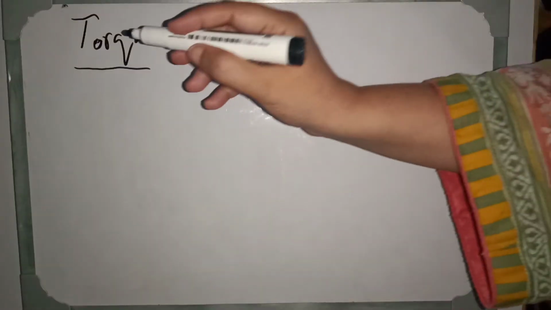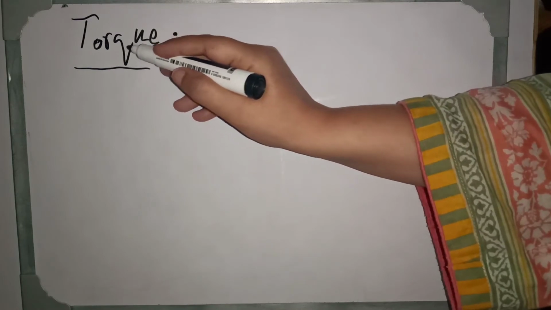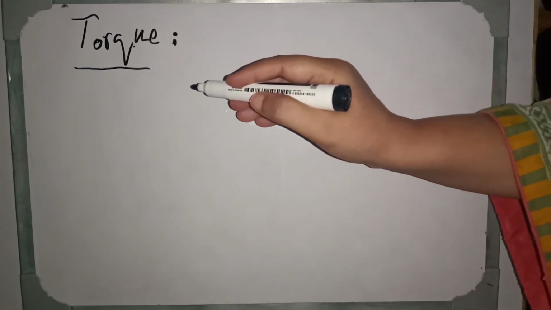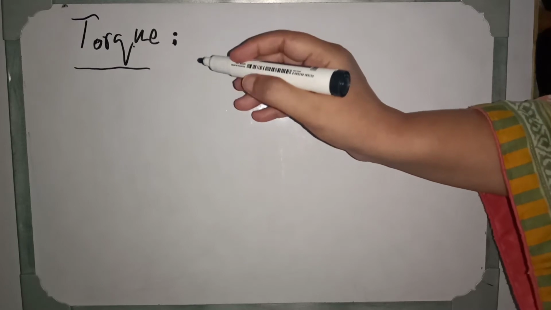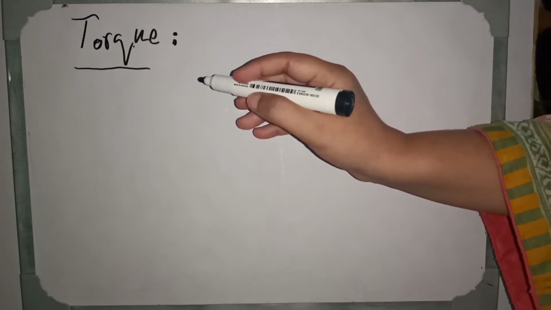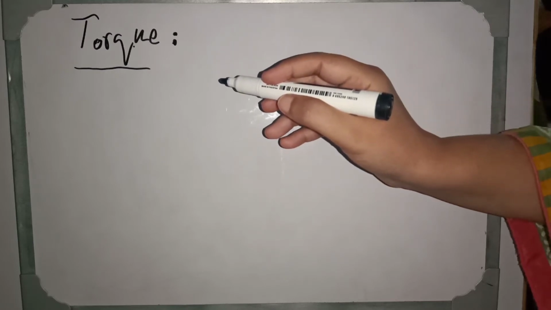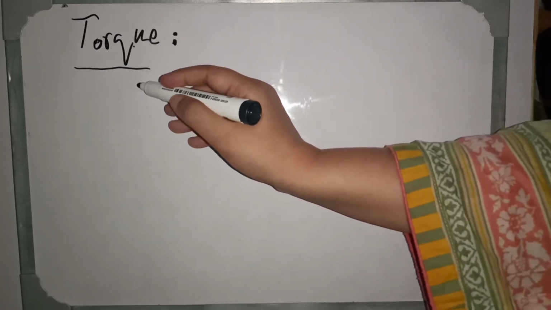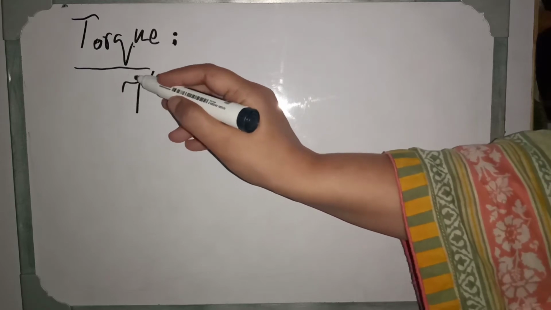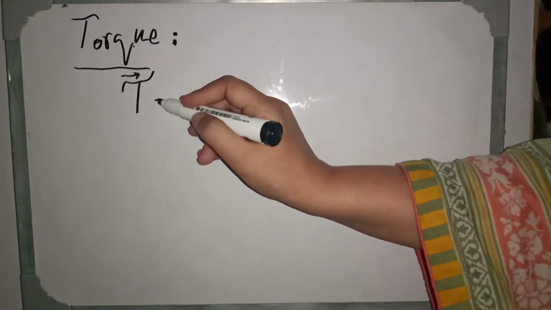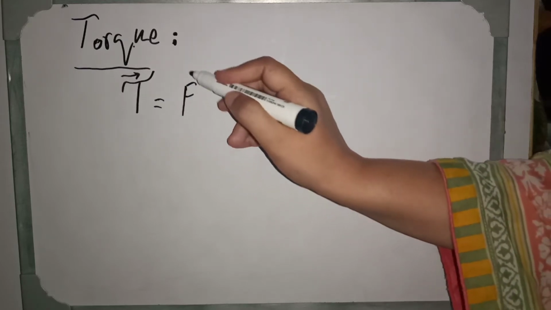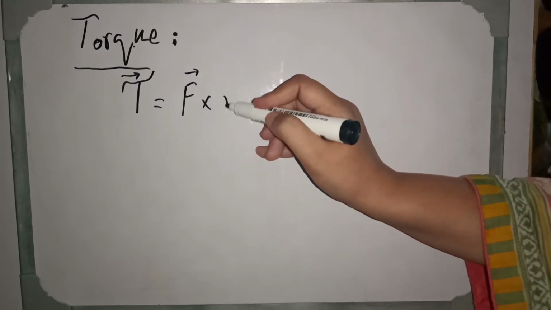Today our topic is torque. The simplest definition of torque is that the turning effect of a force is called torque. Okay? The turning effect of a force is called torque. Torque is a vector quantity. It is a vector product of two vectors, F and R.